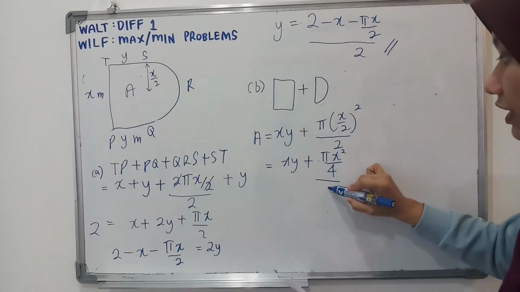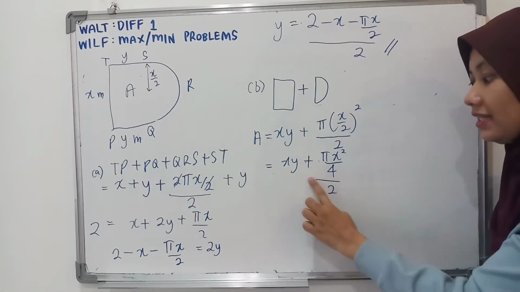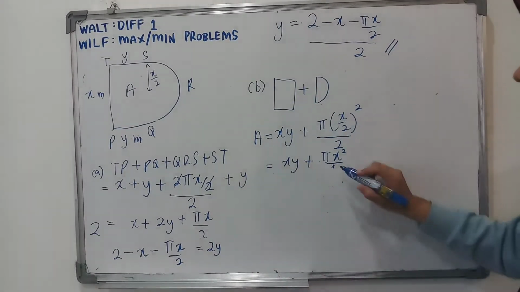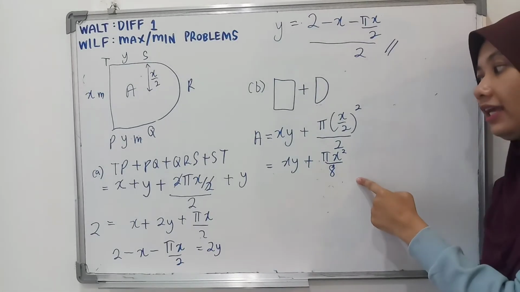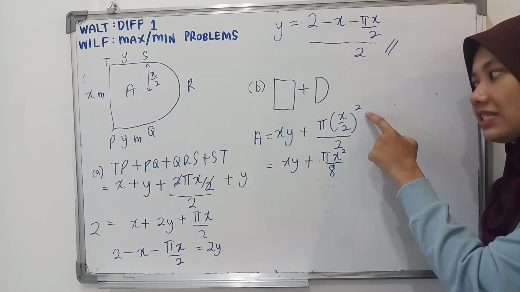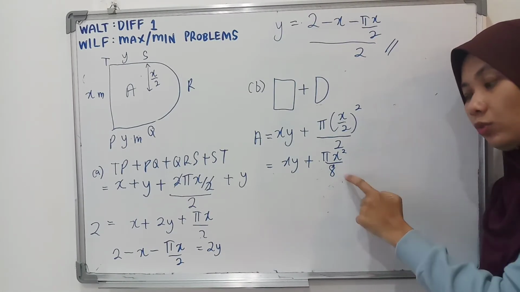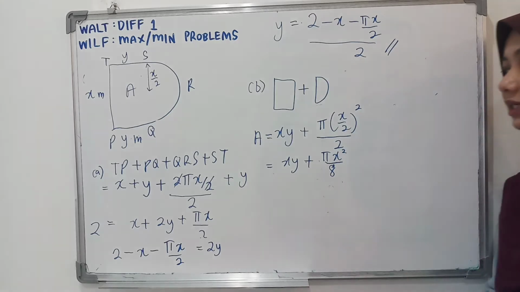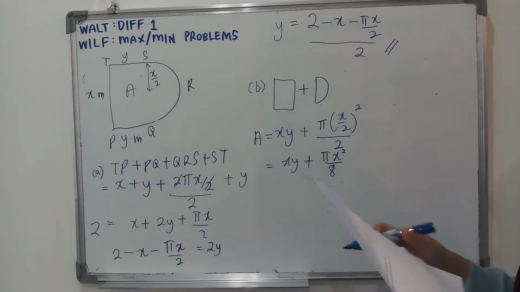So now that is just XY plus pi X square over 4 over 2. That one you can simplify, make it become over 8. How do I get over 8? You press your calculator lah. This is just 1 over 2 square and then you divide by 2, you will get 8 here. Use your calculator.